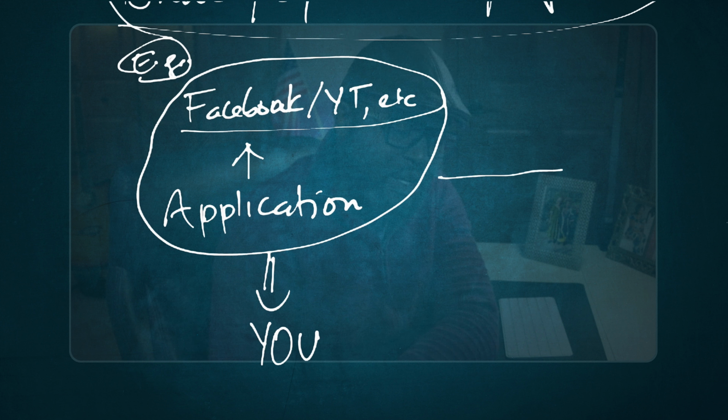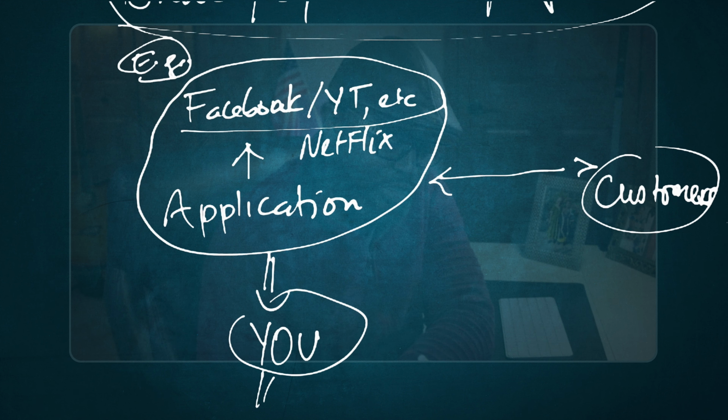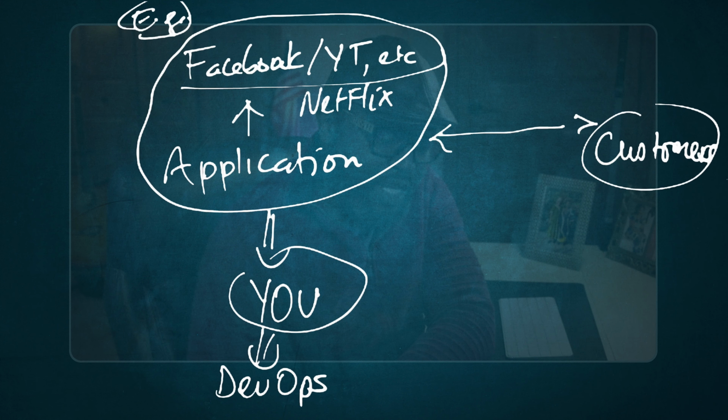Now here you have your customers. Your customers get access to your application, and it could be anything here. It could also be Netflix or Instagram, so anything. So you are the DevOps engineer here. You take care of the application. This is like the back end and front end, right?